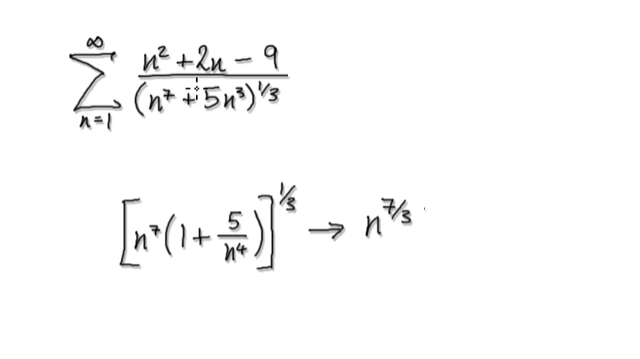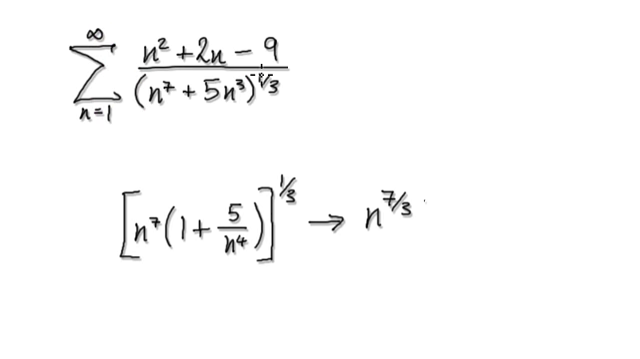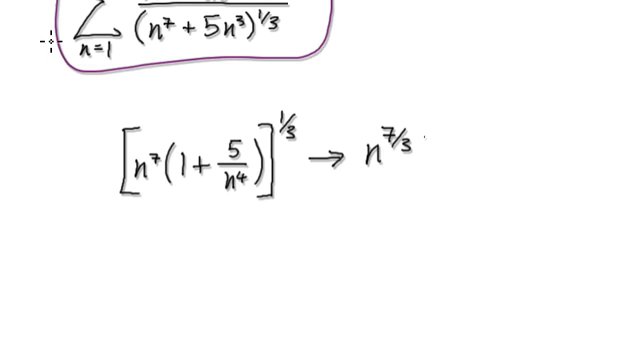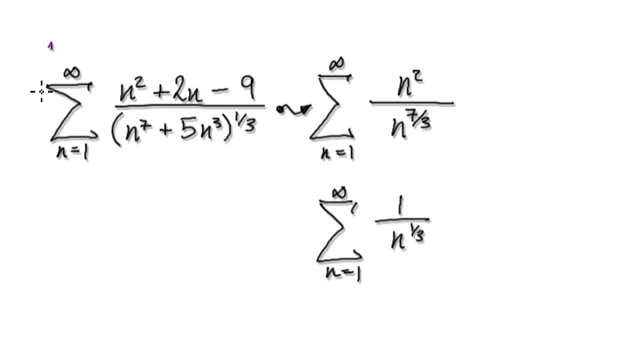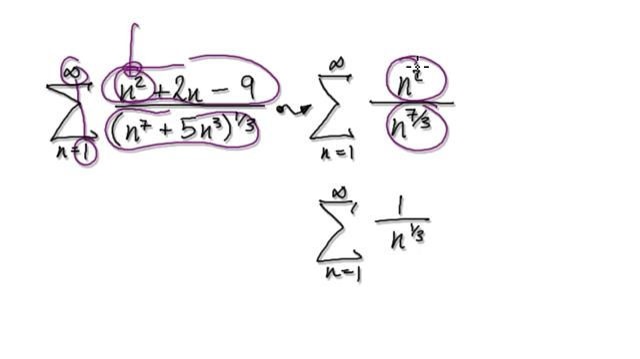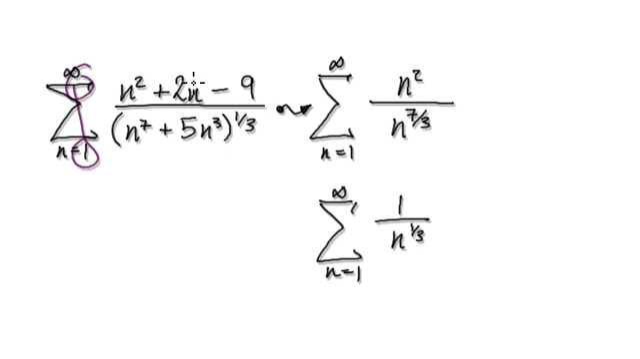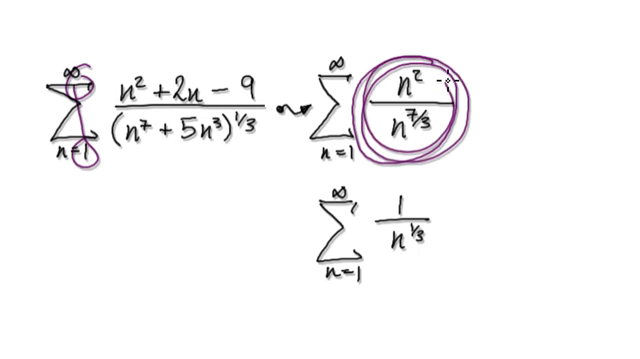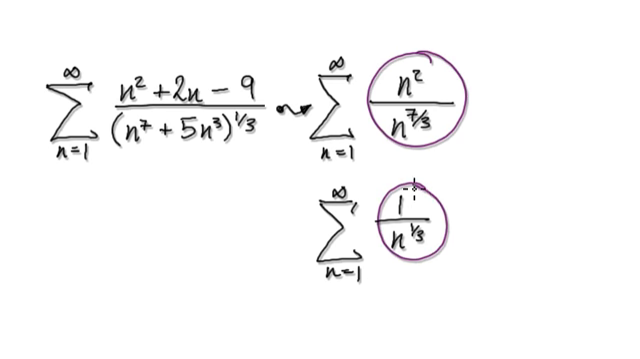Looking at this bit here, as n heads towards infinity, this will act as this. The numerator is going to be your dominant term. The numerator will act as this. So as n heads towards infinity, the end behavior will be like this. Now you can tidy this up, and that will then give you this.